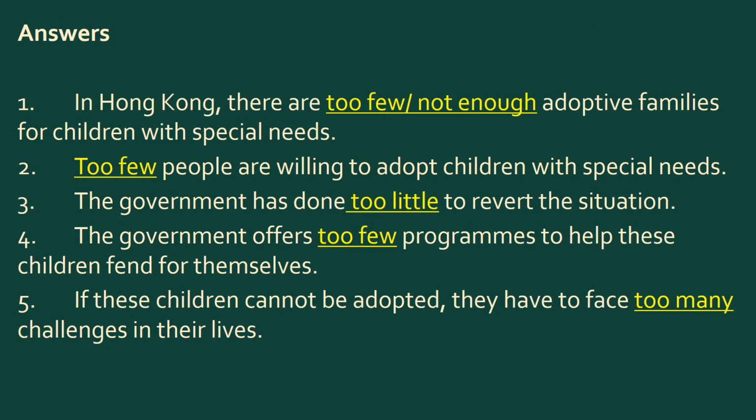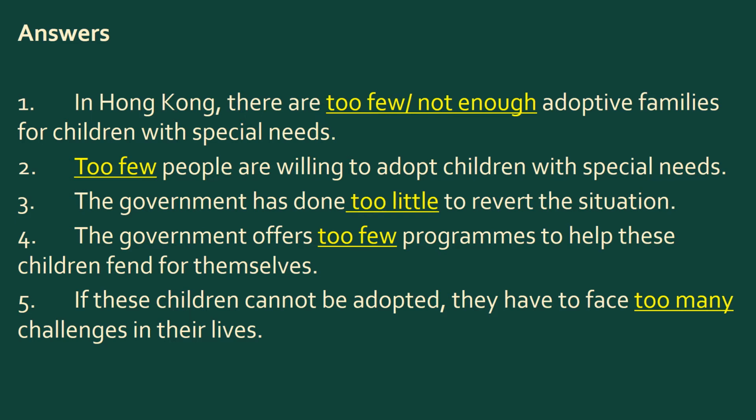Answers. Number 1. In Hong Kong, there are too few or not enough adoptive families for children with special needs. Number 2. Too few people are willing to adopt children with special needs. Number 3. The government has done too little to revert the situation.